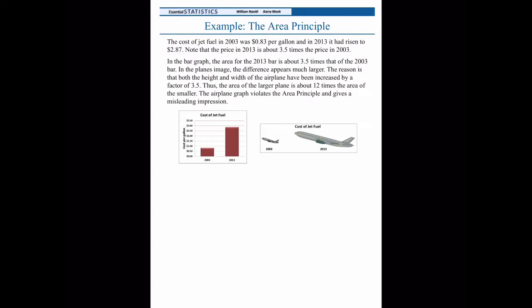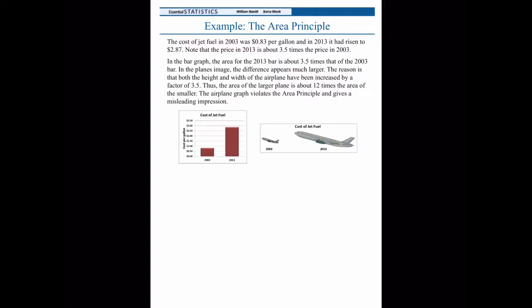So here we look at the cost of jet fuel. It has increased from 2003 to 2013 by about 3.5 times. So if I make it 3.5 times as wide and 3.5 times as tall, I have not made this picture of the jet on the right 3.5 times as big as the picture of the jet on the left. I've made it 3.5 squared times as big. So it's actually 12 times as big approximately as the jet on the left.